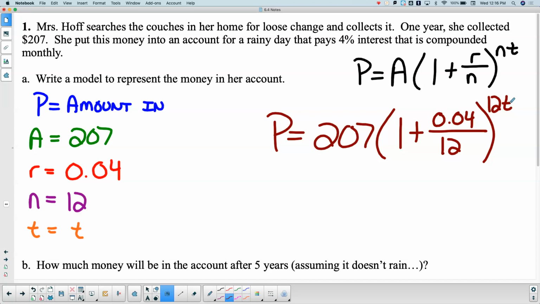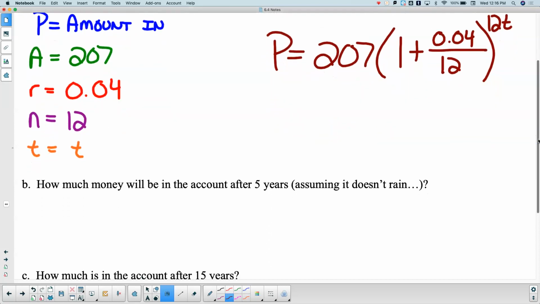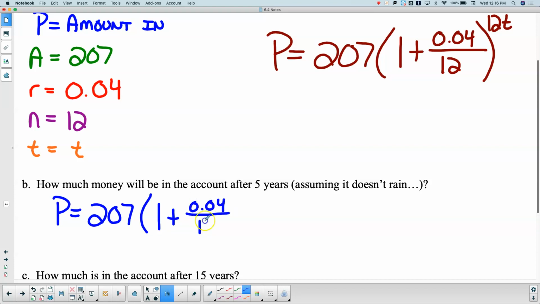Okay? So, based upon that formula now, how much money will be in the account after 5 years, assuming that it doesn't rain, because this is her rainy day fund. Okay? So that's going to be P is what we're going to be looking for. 207 times 1 plus 0.04 divided by 12 to the 12 times 5 power. So we would need to get an old calculator.